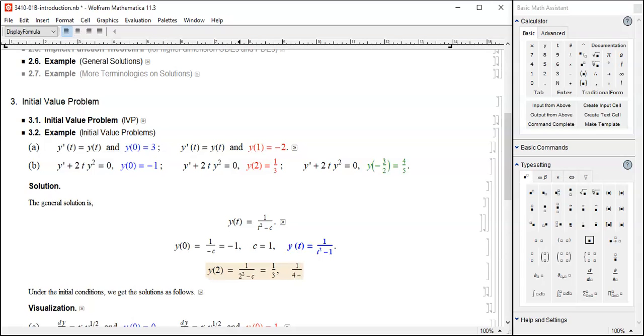One over 4 minus c is equal to 1/3. I have c equals 1. Did I do this right? 4 minus 1 is 3, okay. So I'm having y of t is equal to 1 over t squared minus 1, same as before.